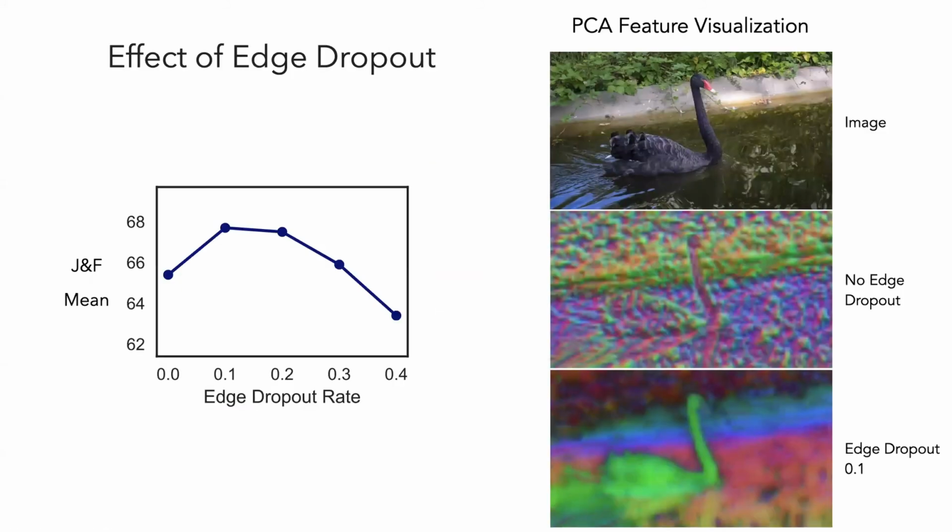Indeed, we find that edge dropout leads to improved performance on object-centric correspondence. And when we visualize features that are actually learned with edge dropout, we can see that they're more smooth within segments of objects.